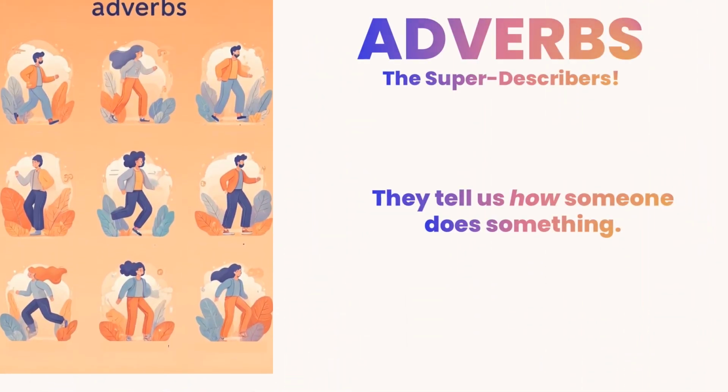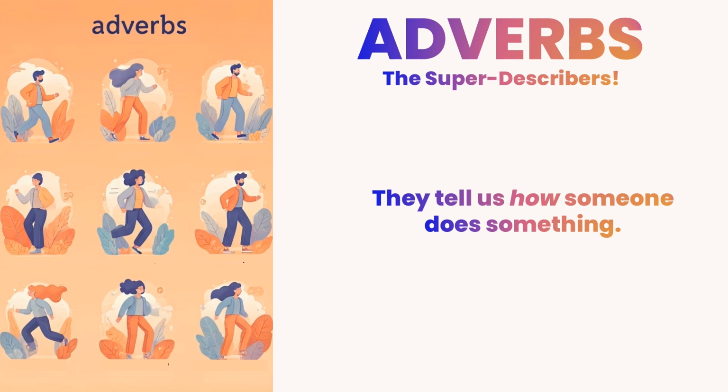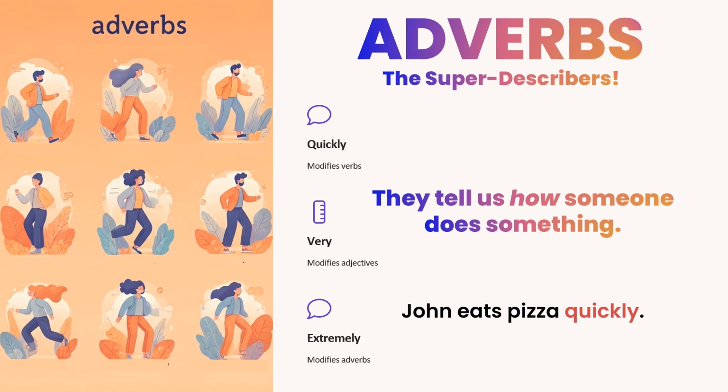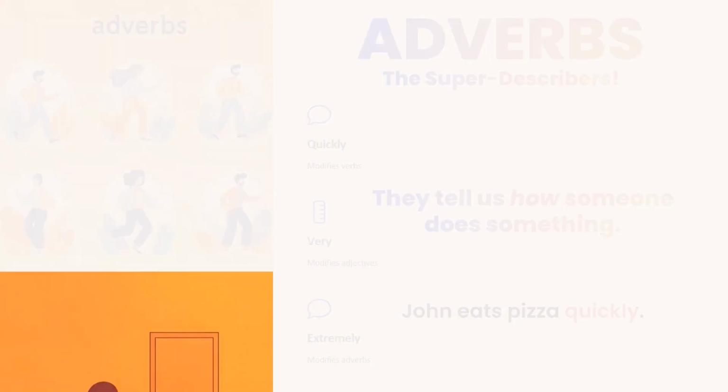But what about the adverbs? What's the difference between adjectives and adverbs? Okay, adverbs are the super describers. They are like adjectives' cousins, but they describe verbs instead of nouns. They tell us how someone does something. For example, John eats pizza. Okay, how? Quickly. John eats pizza quickly. So, if adjectives are artists, adverbs are the stage directors, making sure the action looks and feels just right. Okay, so far so good.